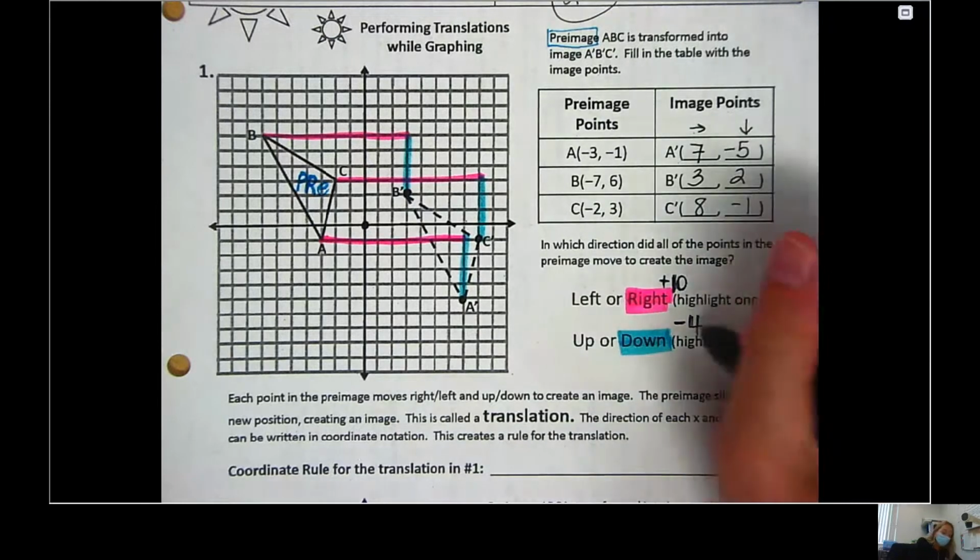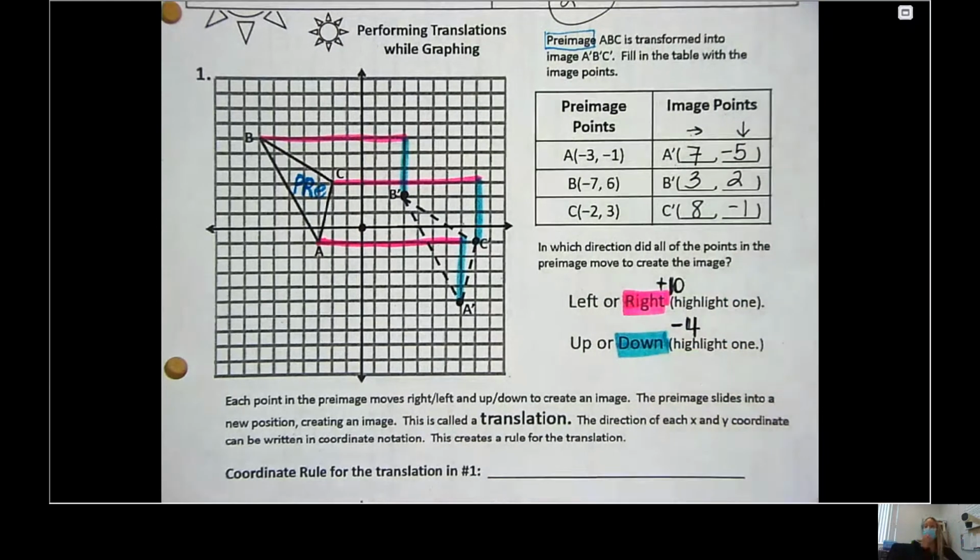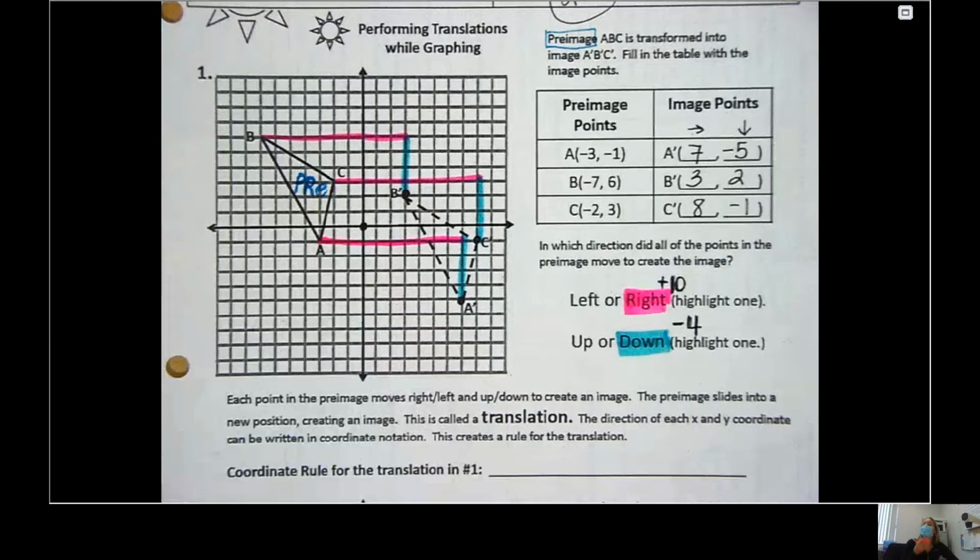Good job. So you have now just figured out your translation. Your translation is to take your pre-image, go to the right 10, and go down 4. And now you're done. You figured it out. So you should be able to do it by looking at a graph. You can also do it by looking just at the coordinates, right?